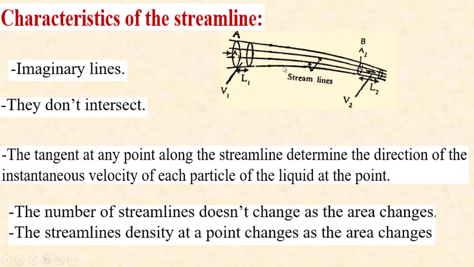The number of streamlines doesn't change as the area changes. The streamline density at a point changes as the area changes, which means that in the case of this tube, say there are 4 streamlines. If the area increases, the streamlines separate from each other to be lower density. If the area decreases, they will be close to each other with high density.